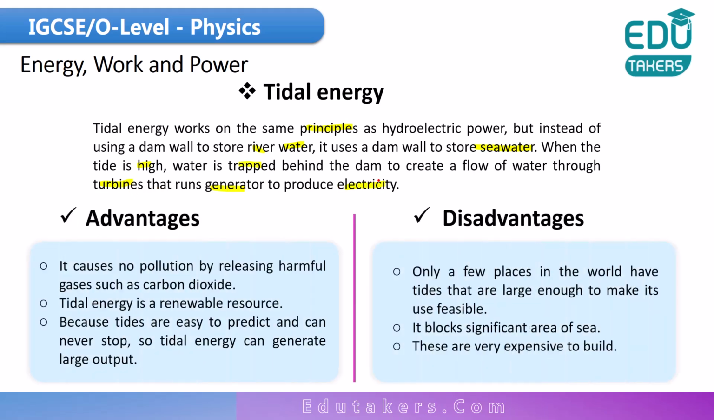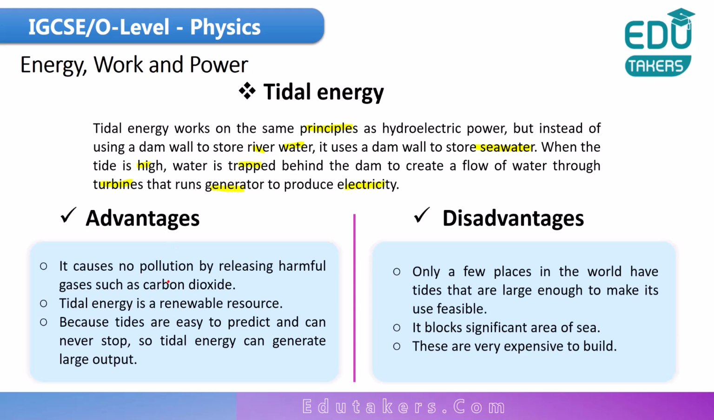There are some advantages and disadvantages of tidal energy. First of all, we see the advantages. In tidal energy, we do not use any fuel like coal or natural gas. So this method does not pollute the environment by releasing harmful gases such as carbon dioxide or sulfur dioxide.